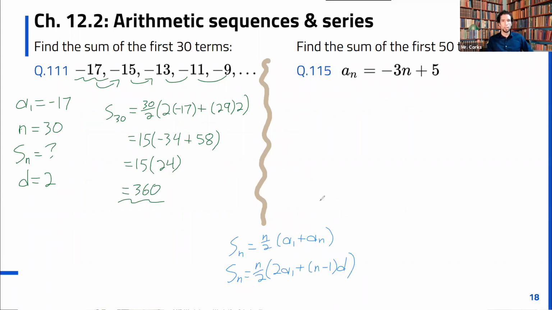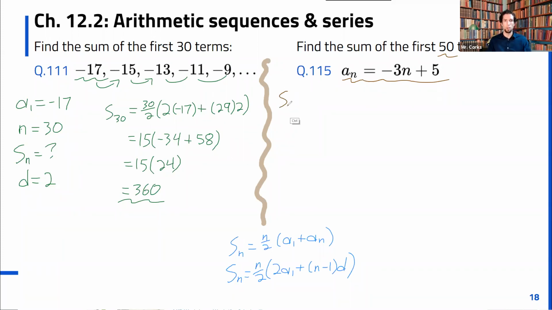Okay, that was 2 minutes. So let's try. We have two versions of the formula at the bottom. With the information that we've been given on this question, which one seems like it'll be easier to use? It's not a huge difference, but still. Which one? The first one. We're given a general term formula, and we want the sum of the first 50 terms.